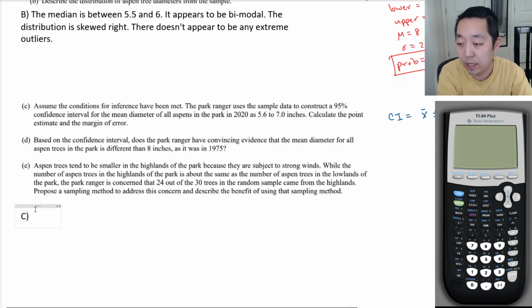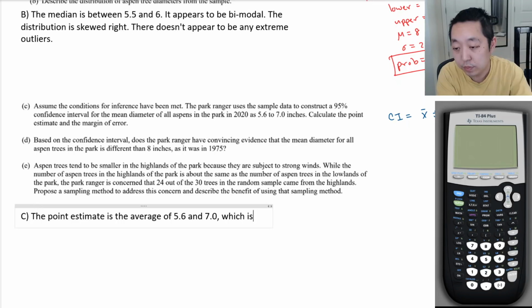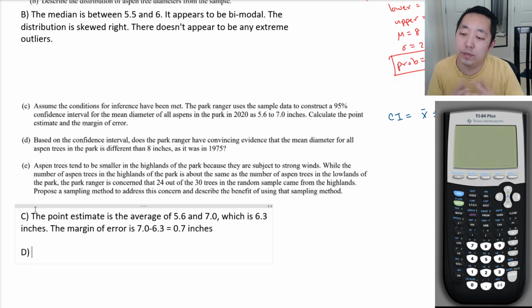So for C, I would say, the point estimate is the average of 5.6 and 7.0, which is 12.6 divided by 2, 6.3 inches. The margin of error is the difference. I could just say it is 7.0 minus 6.3 or 6.3 minus 5.6. It doesn't matter. It's just how much you went up and below to get your endpoints, and that's 0.7 inches. That's it.